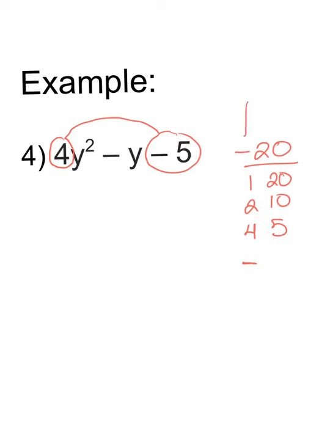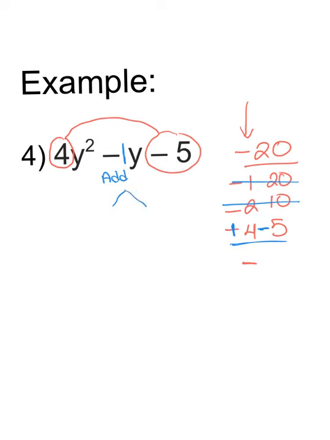Since this is negative here, I need 1 of each. I want them to add to negative 1. 20 minus 1 is 19. 10 minus 2 is 8. 5 minus 4 is positive 1. I want negative 1, so I'm going to switch those signs, because if I multiply them, I still get my negative 20. But now, if I add these two, I get my negative 1.